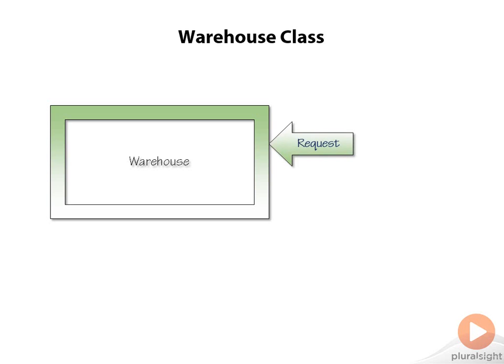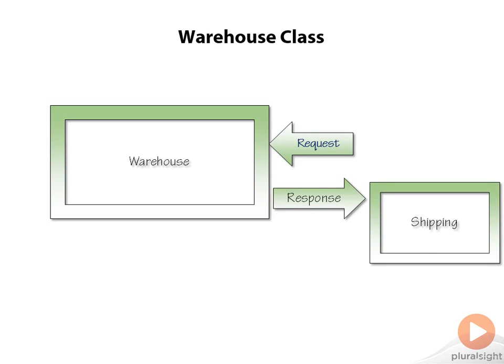Orders would come into the warehouse class through an interface, and responses would come out of the warehouse class through a well-defined interface. That response might go to another class, such as a shipping class. What's important is that the shipping class knows nothing of the inner workings of the warehouse class, and the warehouse class is totally ignorant of the inner workings of the shipping class.